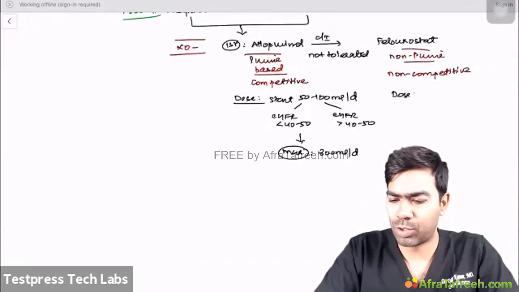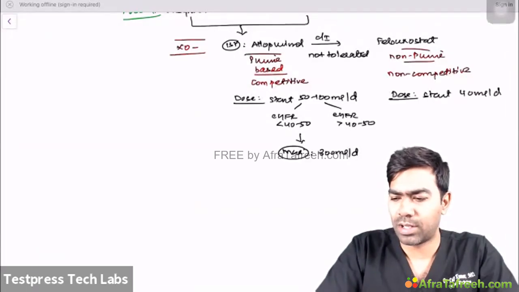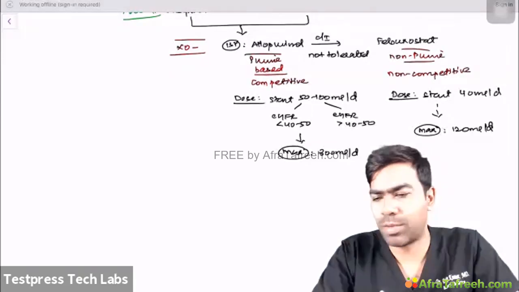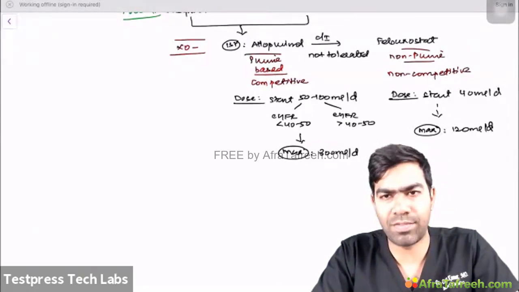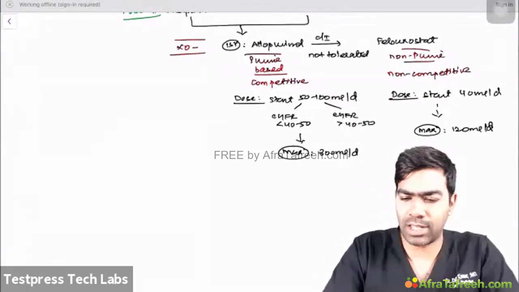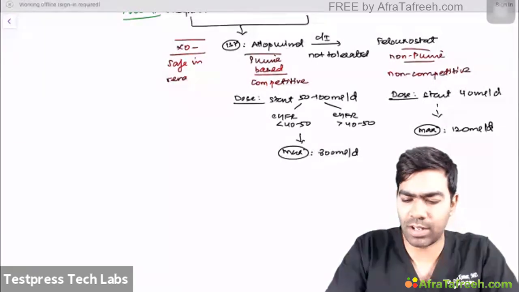Usual starting dose of febuxostat is approximately 40 milligram per day. And the maximum dose that you can reach is approximately 120 milligrams per day. Remember, both these drugs are very safe in renal failure, even though small dose adjustments have to be given. Both xanthine oxidase inhibitors are basically safe in renal failure. You can start even in renal failure. There will be no problem.